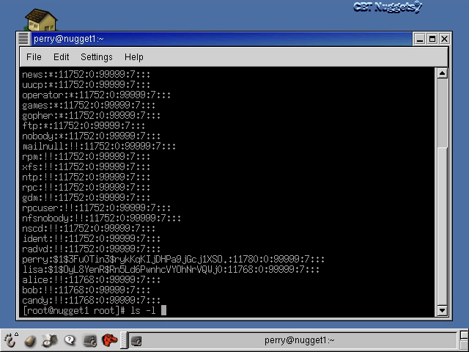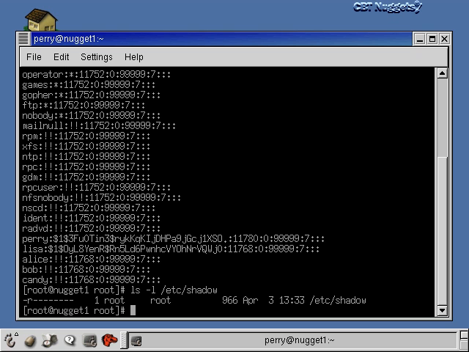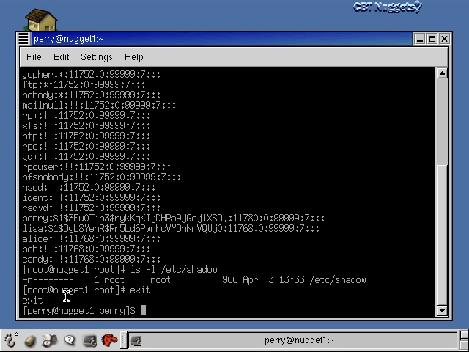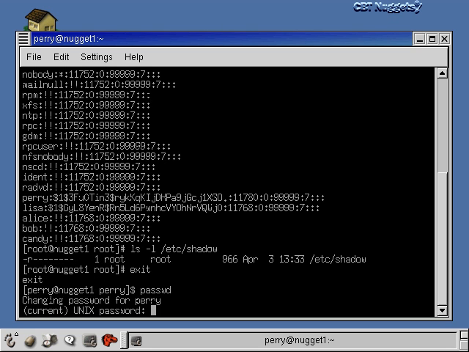Then I want to look at the permissions on the etc shadow file. When we look at these permissions, you can see that it's readable by root and has no permissions for anybody else on the system. Now I want to quit being the root user. I'm going to exit out, and now you can see I'm back being the Perry user. Now I want to change my password as the Perry user with the password command.